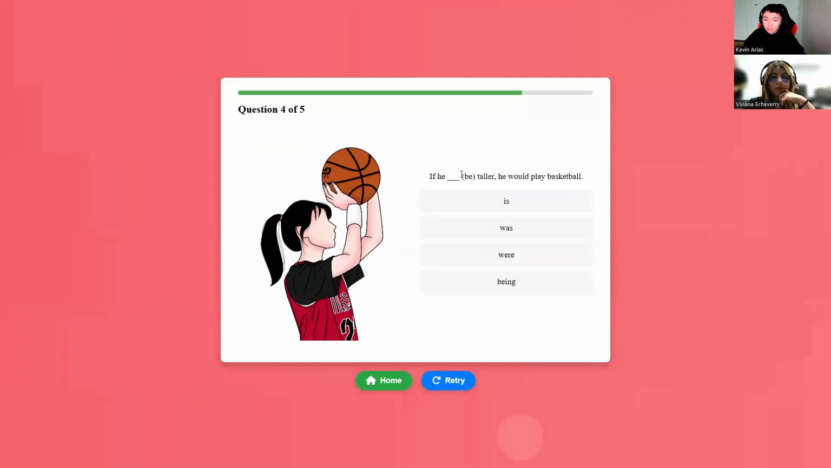In this question, "If he (be) taller, he will play basketball." In the second conditional, "were" is used with all subjects for hypothetical situations. For example, "if he were taller" implies that he is not tall, but if he were, he would play basketball. So the correct answer is "were."